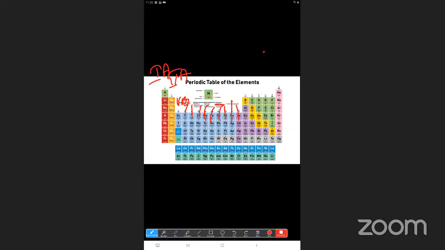And next, come to the P block. In this P block, it starts from third A now. Again, it starts from A. So this is third A, fourth A, and the 15th group is 5A, the 16th group is 6A, the 17th group 7A, and the 18th group 8A. Here the bottom portion has the F block elements. The first row is the lanthanides and the second row is the actinides.